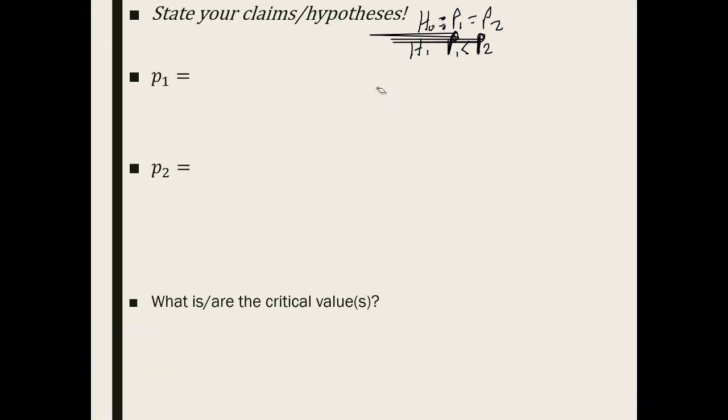My claim is that the people who got the vaccine have a lower infection rate than the people who did not get the vaccine. So this is my claim right here. Okay? So now I need to figure out my different values here. So p hat 1 and p hat 2. I should say p hat 1 and p hat 2 to be honest.